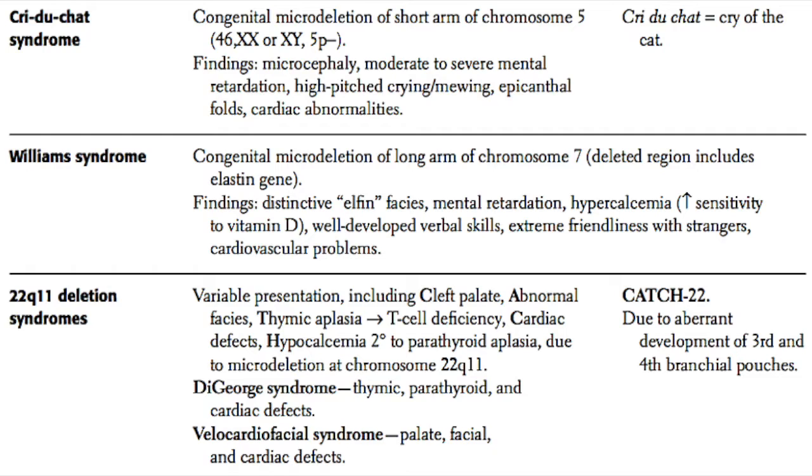There is another group of deletion diseases called the 22q11 deletions. They may present with various presentations, including cleft palate, abnormal facies, thymic aplasia, which leads to severe combined immunodeficiency, cardiac defects, and hypocalcemia secondary to the loss of the parathyroid glands. So this includes DiGeorge syndrome, which is a loss of the third and fourth branchial pouches, which causes agenesis of the thymus and parathyroids, as well as cardiac disease. There's also velocardiofacial syndrome, which involves the palate, facial malformation, and cardiac malformation, and that's where the name velocardiofacial comes from.